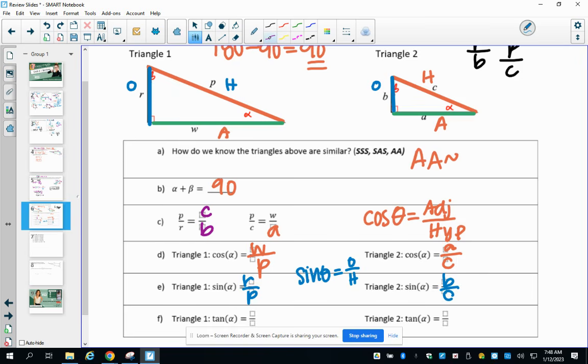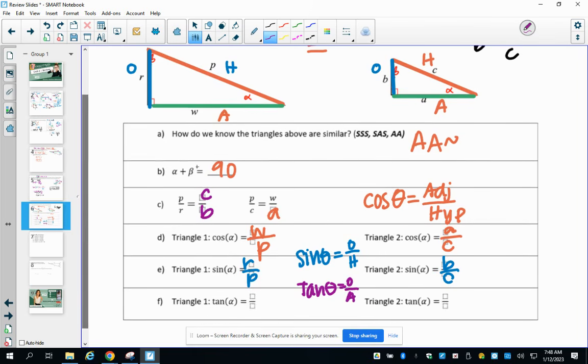And then tangent. So remember, tangent is equal to opposite over adjacent. So we're still looking at alpha, so we can still use these measurements. Okay, so opposite is R over adjacent is W. For triangle 2, opposite is B, adjacent is A.